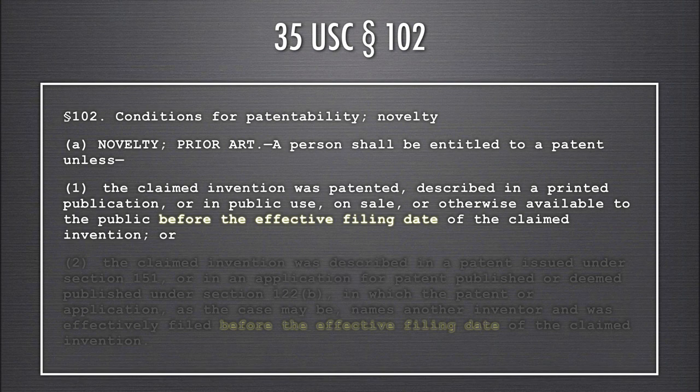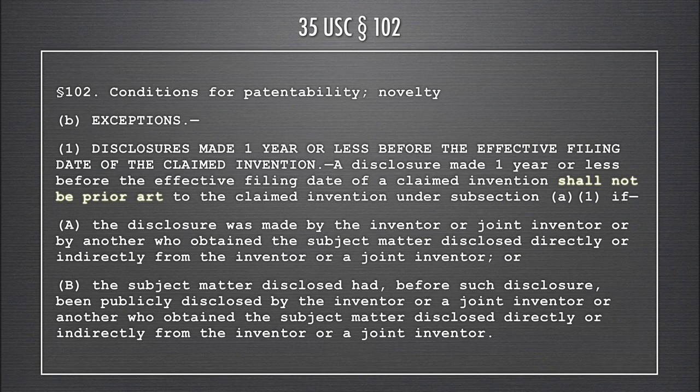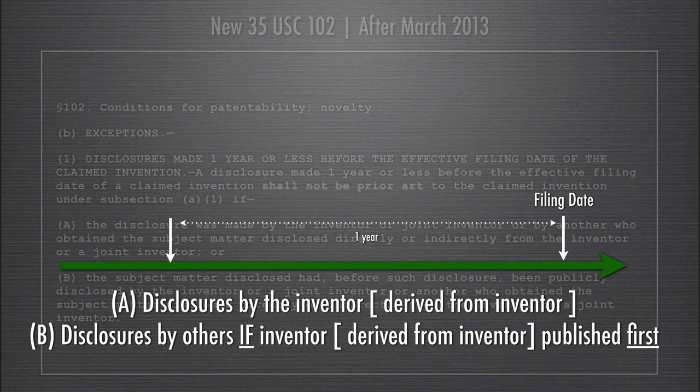The important thing about the new American law is that we have a number of exceptions to this basic idea of first to file, right? The idea here is that disclosures less than 1 year prior to the filing date are not eligible as prior art as long as it fits into either the A or B exception. One is if the disclosure was made by the inventor or joint inventor or derived by the inventor, or the subject matter had before it was disclosed been disclosed by the inventor. So if you think about this on a timeline, you have the filing date, and then you have this 1 year grace period.